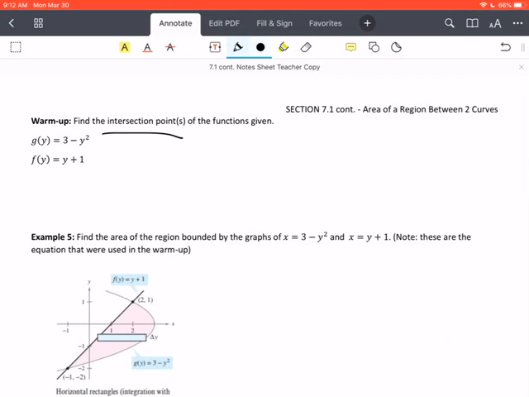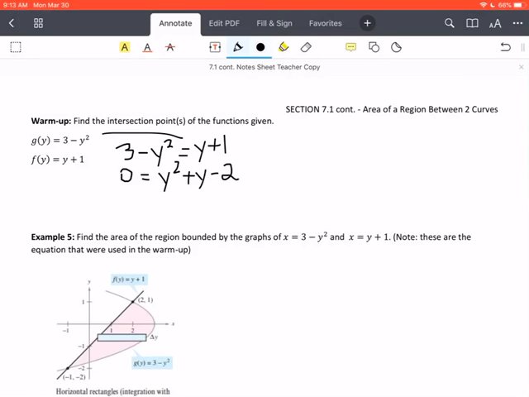So if you notice, these functions are written in terms of y. I want you to go ahead and pause me and find the intersection point between x equals 3 minus y squared and x equals y plus 1. Okay, so doing this problem, we're going to use our equal values method and set these two things equal. Then from here, we are going to move everything to one side. So I'm going to get my y squared to be positive. I want it to be 0 equals y squared plus y minus 2.